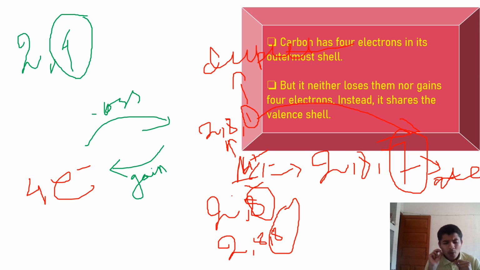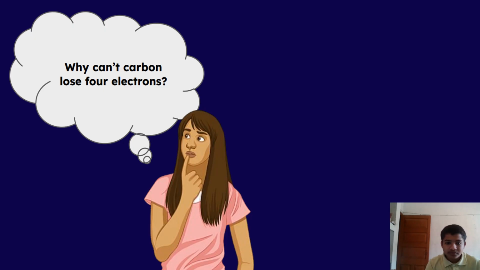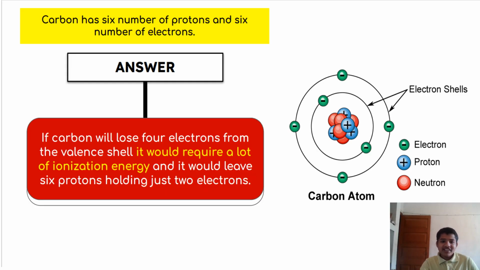One very common question the board asks is, if carbon neither loses nor gains 4 electrons, then how does carbon complete its duplet or octet? Right? It's very simple. Now we'll see the question. Why can't carbon lose 4 electrons? See, here is the answer.